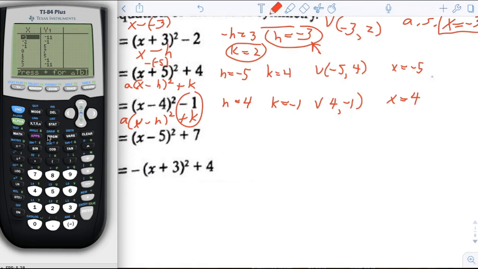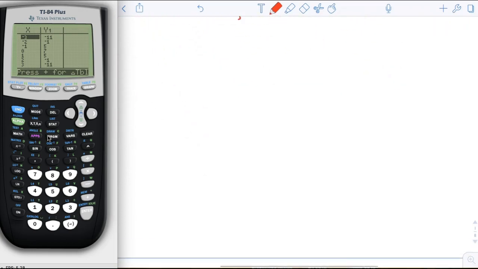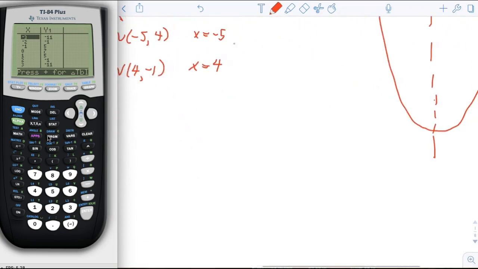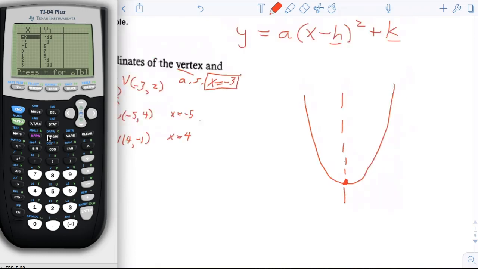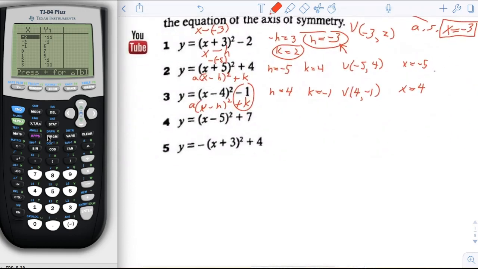Just to emphasize that, if you look at the graph of a parabola, the vertex value is here, right? Do you see how the vertex is always on the axis of symmetry? So the x value of the vertex is going to be the same as the number which is used to graph the axis of symmetry vertical line, right? Okay.